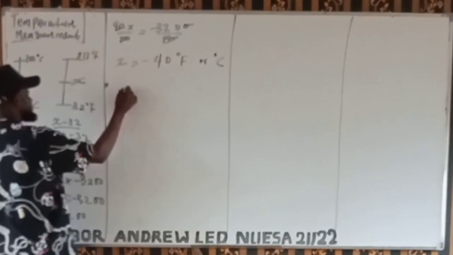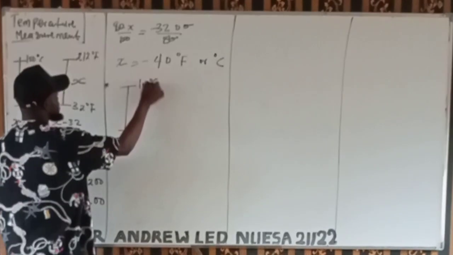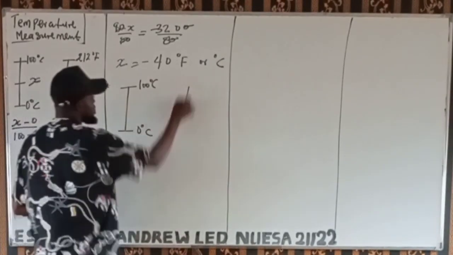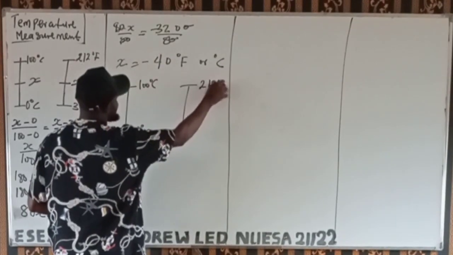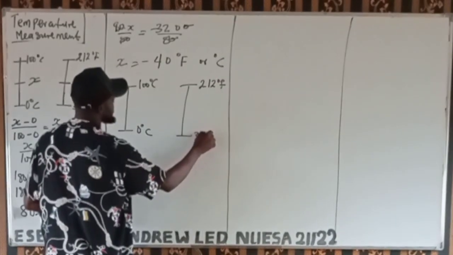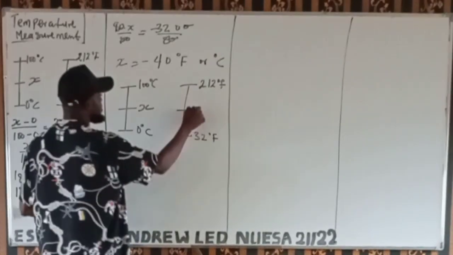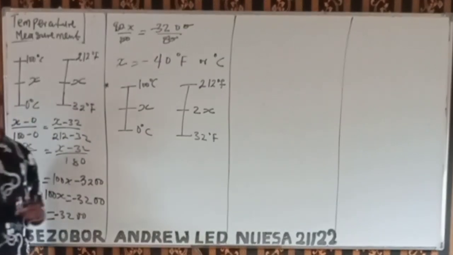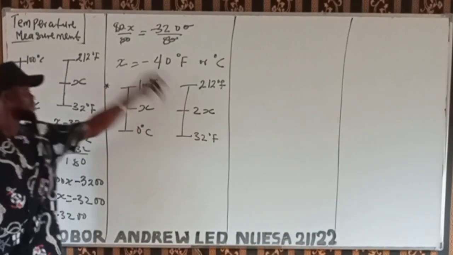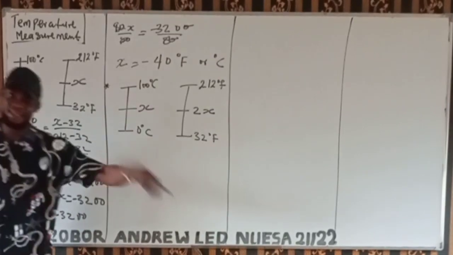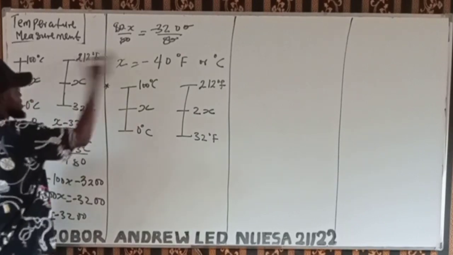For example, let's say we have Celsius: 100 degrees Celsius and 0 degrees Celsius. So this will have Fahrenheit: 212 degrees Fahrenheit and 32 degrees Fahrenheit. I don't know if it's going to be reading double, so let's use x and 2x. At what temperature will the Fahrenheit scale read double of the reading on the Celsius scale? That's what I'm trying to look at now. So it's almost the same thing.